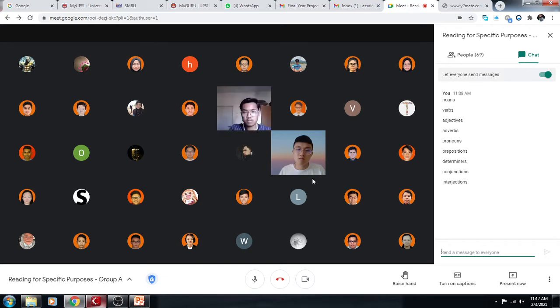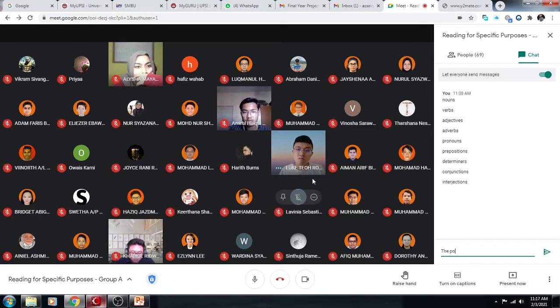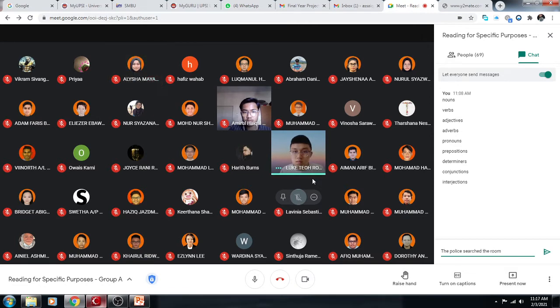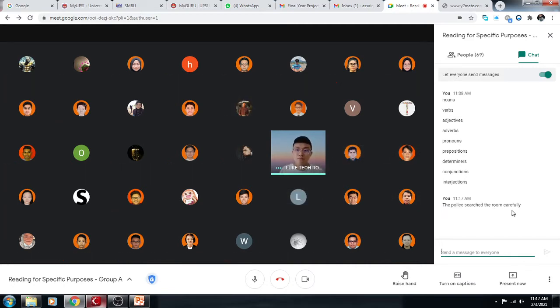Look at this sentence in the chat column. The police searched the room carefully or thoroughly. Can you look at this sentence? This is a sentence. Please pay attention. Keep your camera on.